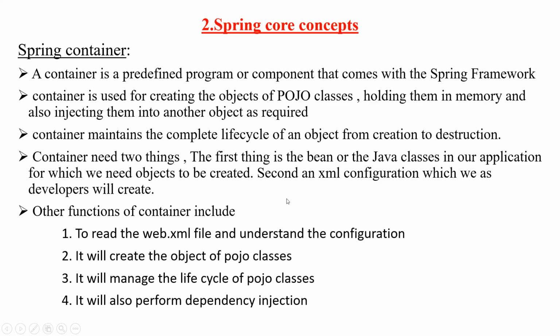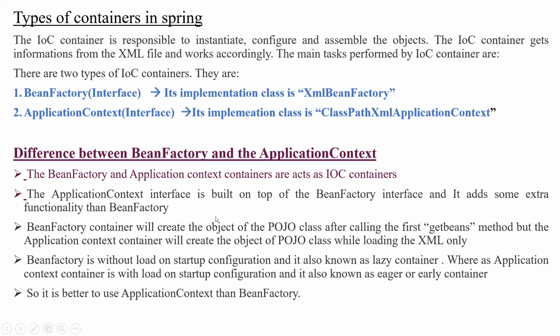So for the container, you have to provide two inputs. The first is a Java bean or POJO class. The second is an XML configuration. If I give these two inputs, the container will do all these activities. First, it reads the web.xml, which you can also call spring.xml. It will understand the configuration of the XML file. It will create objects of POJO classes. After creating, it will manage the lifecycle of the POJO classes. After managing, it will also perform dependency injection. All these are the functions performed by your container.